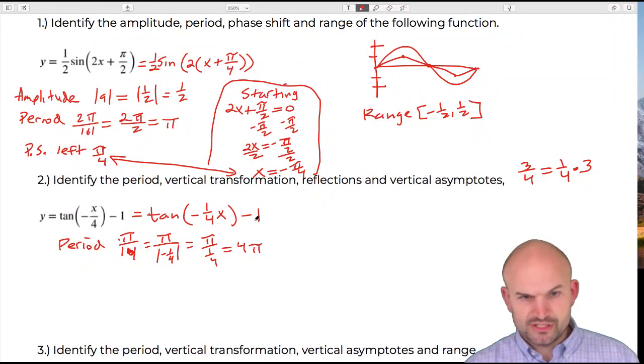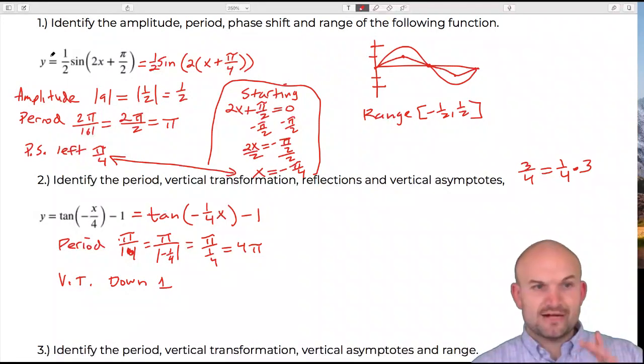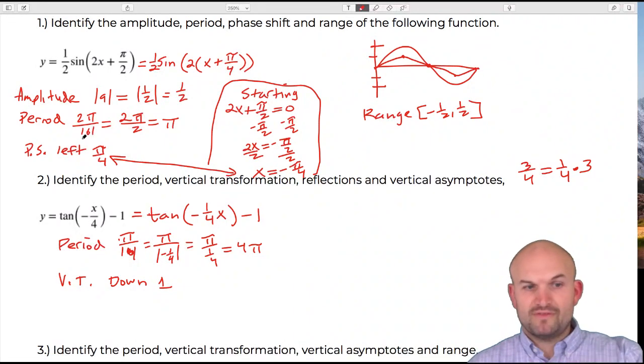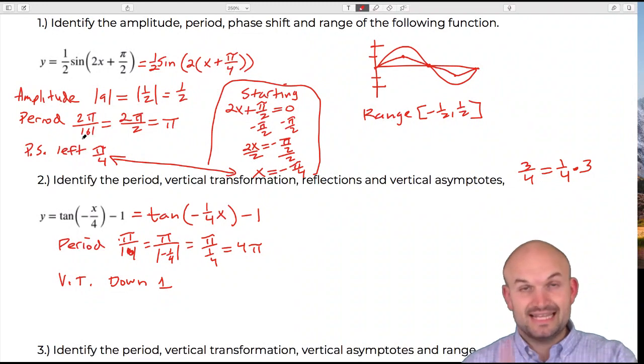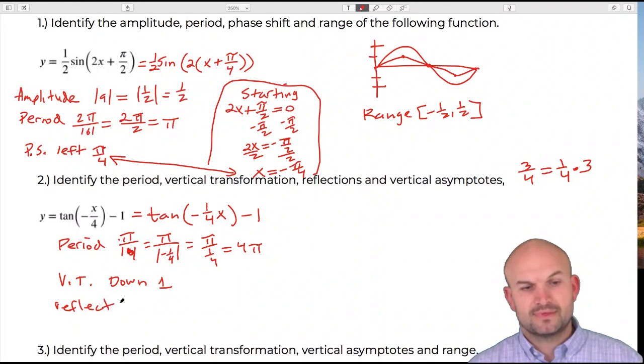Let's see vertical translation. You can see we're subtracting 1 on the outside. So most students got this one. So that's going to be down 1 unit. And then we have reflection. So you're multiplying by a negative inside. Remember, everything that's happening outside the function is a vertical transformation. So if you have a negative on the outside, that's a reflection about the x-axis because that's vertical. If you have a negative on the inside, that is a reflection about the y-axis because that's horizontal. So therefore, I can just write reflect about the y-axis.